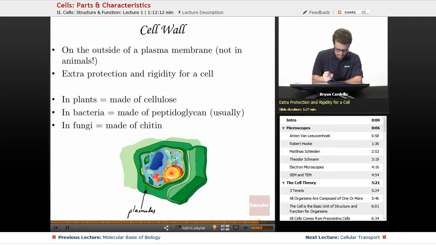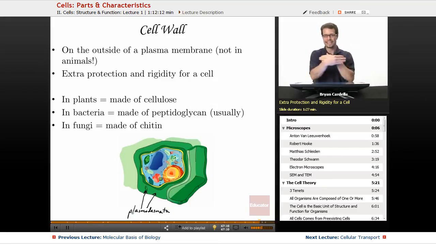Plasmodesma is one, and plural would be plasmodesmata. Those are the pores inside of the cell wall connecting plant cells to each other.